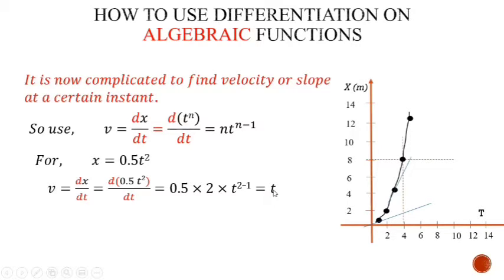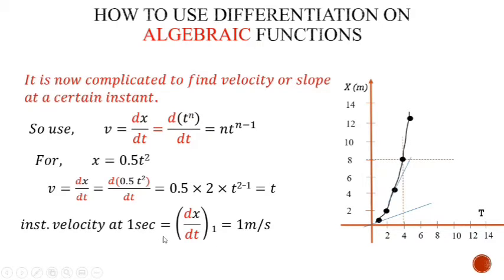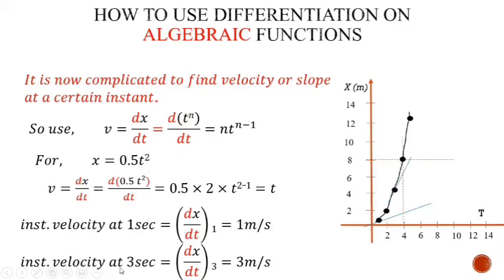So ultimately the velocity is equal to t. Here, if you are interested to find out the velocity at 1 second, you will put 1 in place of t, that is 1 meter per second. If you are interested to find out velocity at the third second, or instantaneous velocity at 3 seconds, the answer will be equal to 3 meter per second.